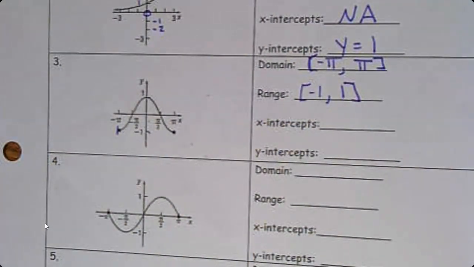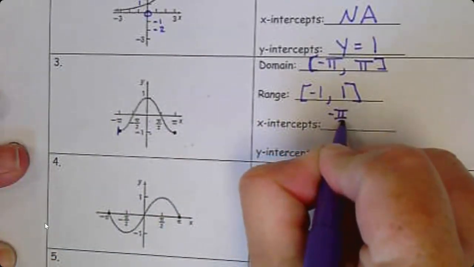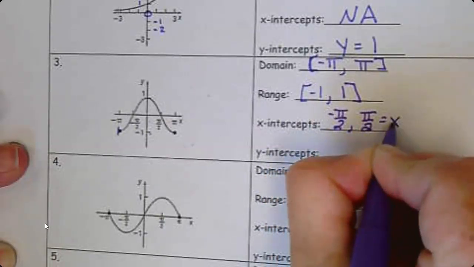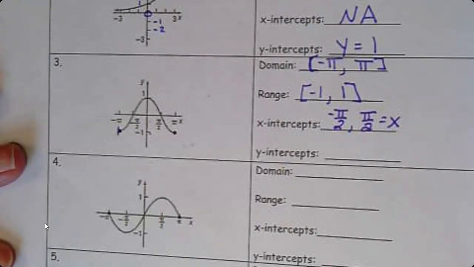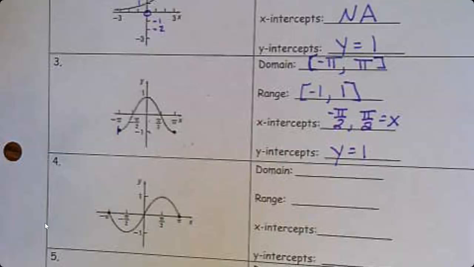Do I have x-intercepts? Yes, at -pi/2 and at pi/2. Do I have y-intercepts? And the answer is yes, at y equals 1.